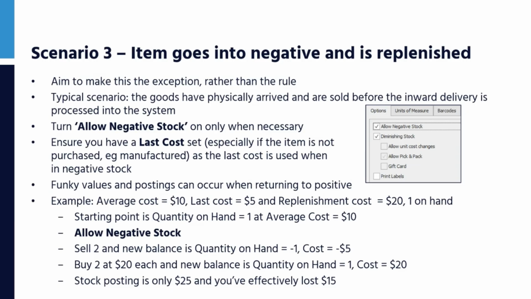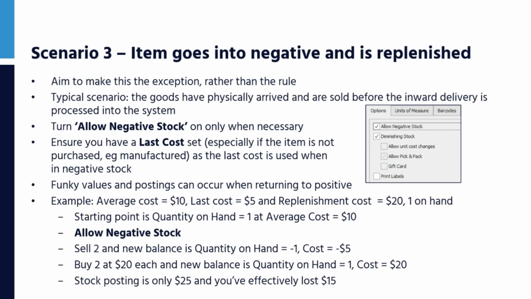So that's just a little bit of a warning as to the consequences that can occur if you do allow your stock to go into negative. So, to avoid that, if you know that's going to happen and you know the actual cost of replenishment before you allow the negative, then you can just update the last cost of the item and go from there. So that's that scenario there.